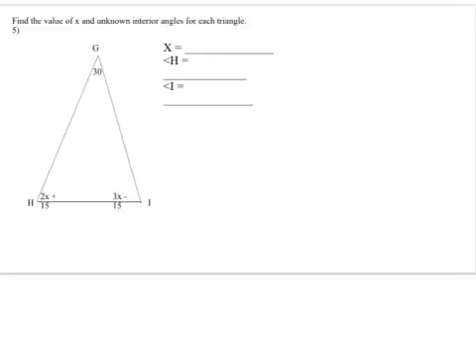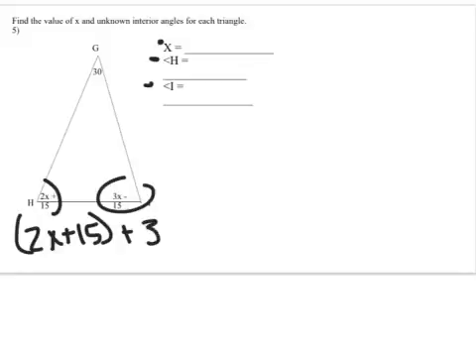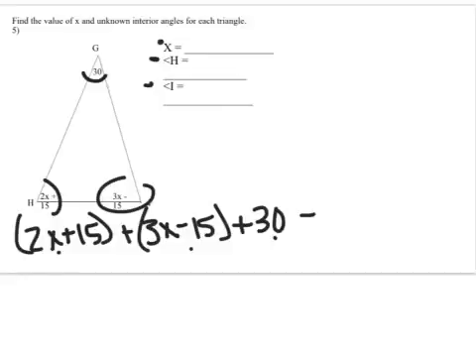So last example, pause the video, try this one on your own, and then come back and check yourself. So once again, we're trying to find the value of x and unknown interior angles. So we're trying to find the value of x and then figure out what the measure of angle H is and the measure of angle I. So we'll start with our angles first. Angle H, we have 2x plus 15, plus angle I, we have 3x minus 15, plus angle G up here at the top is 30 degrees. And we know if we add angle H, angle I, and angle G, that's going to give us 180 degrees.